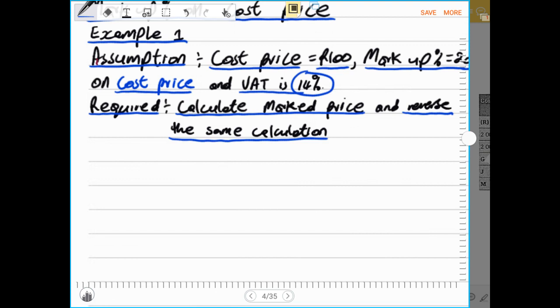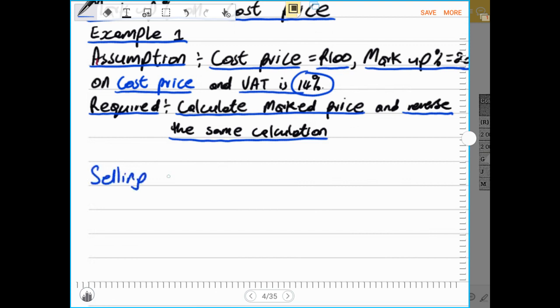In the requirement, we have to calculate our markup. We first have to start with the selling price, because a markup amount or markup price is after the markup percentage was added on the cost price and after VAT was added, as I mentioned below. So we first have to start calculating the selling price.